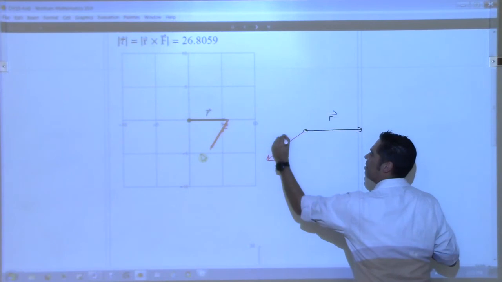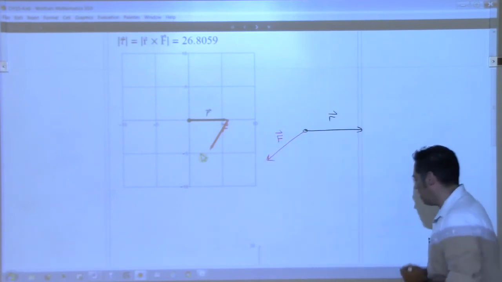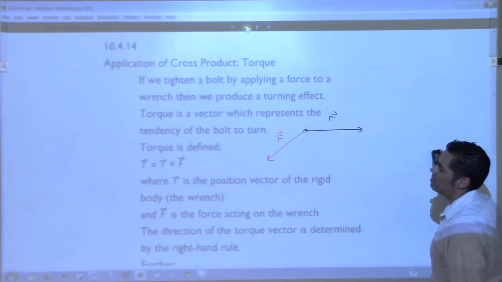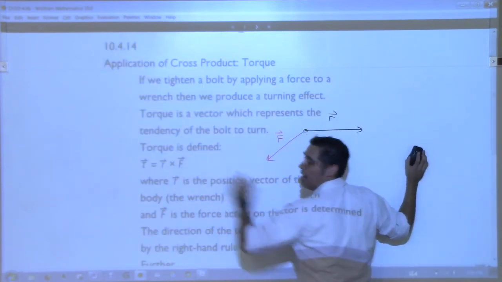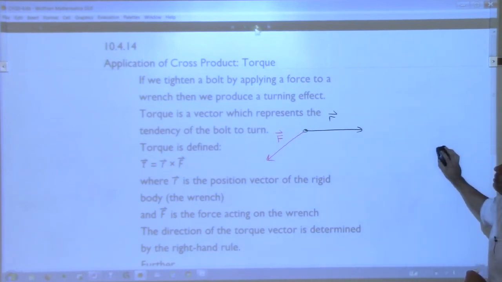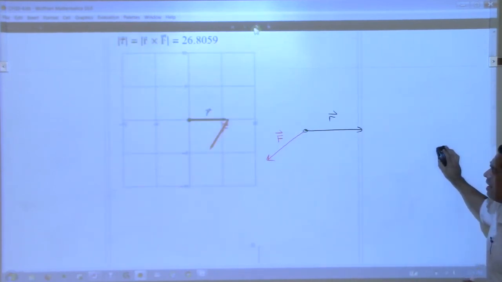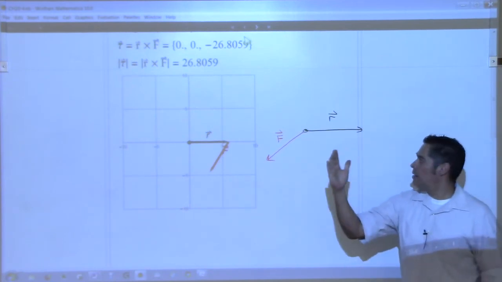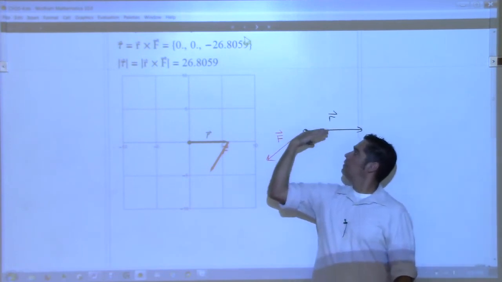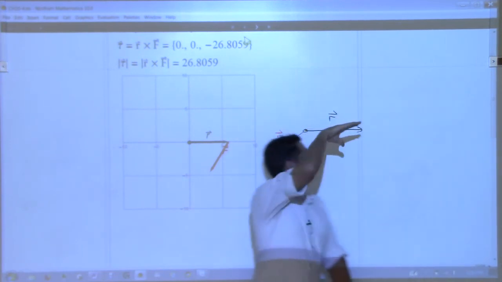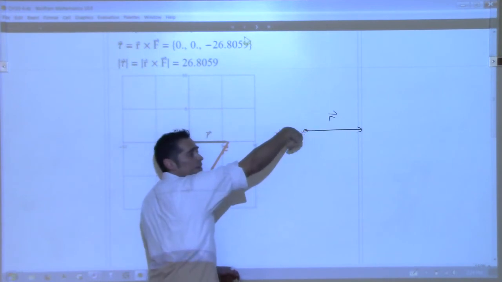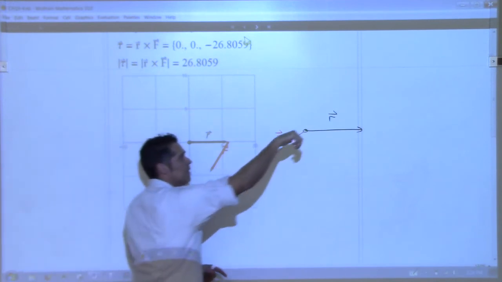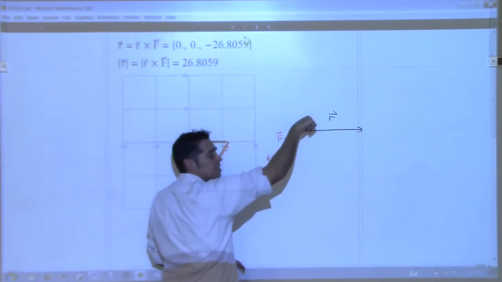I kind of exaggerated that a little too much. By definition, torque is defined to be r cross F, right? So if I do r cross F, then right-hand rule, right? R, fingers pointed down R, curling my fingers towards F, the torque vector would be pointed in the direction of my thumb, which would be going which way? Into the page.